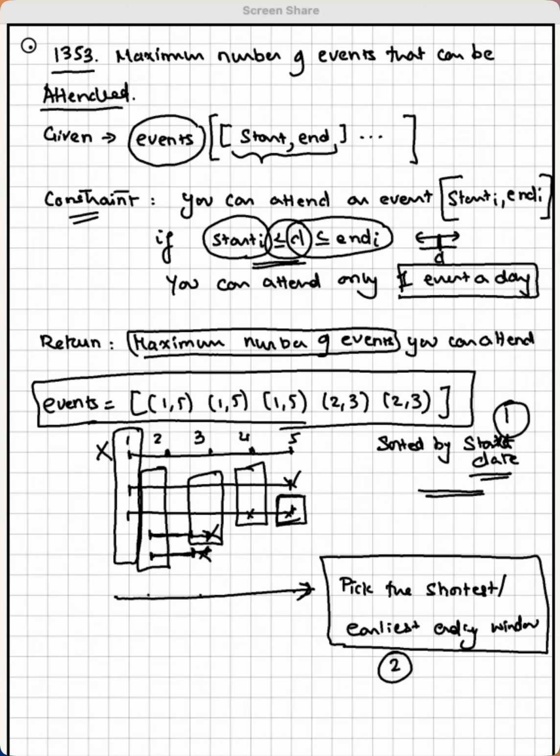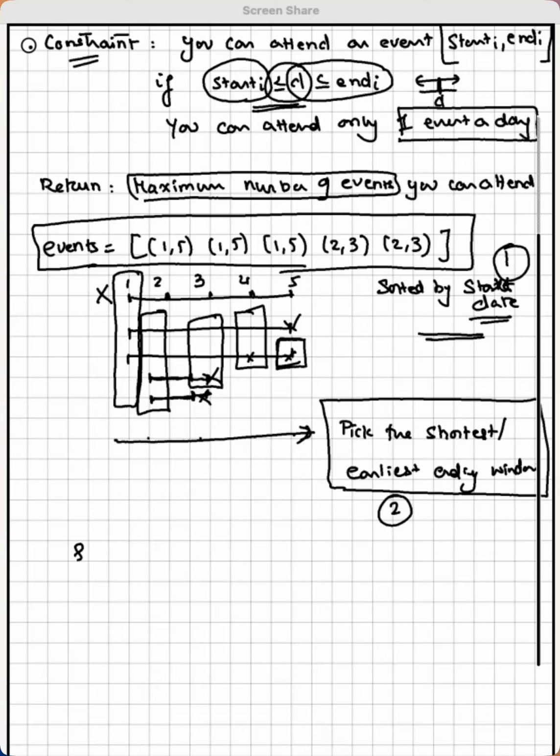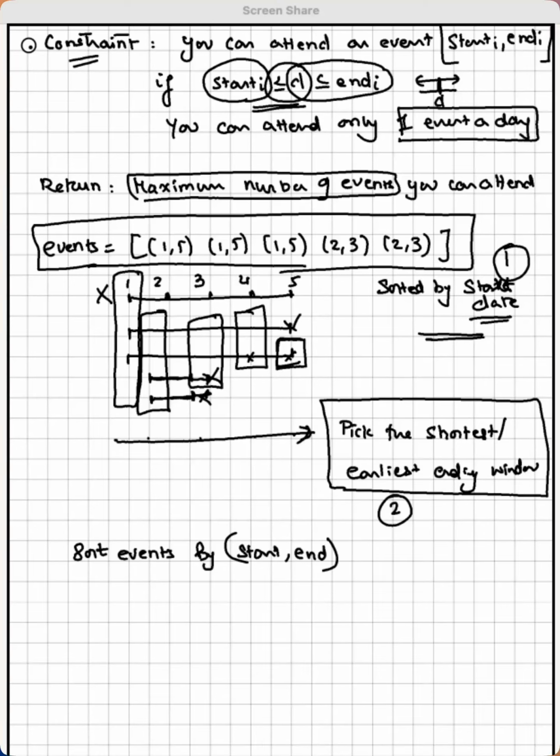Here it is a little bit tricky because we have to take care of both the start and end time. Usually problems involve sorting in a specific manner, either by start date or the end date, which helps you get to the solution. But in this case, even if I said sort events by start comma end, what would happen is first it will pick all the events that started earliest. So [1,5], [1,5], [1,5], and then [2,3] is coming at last.